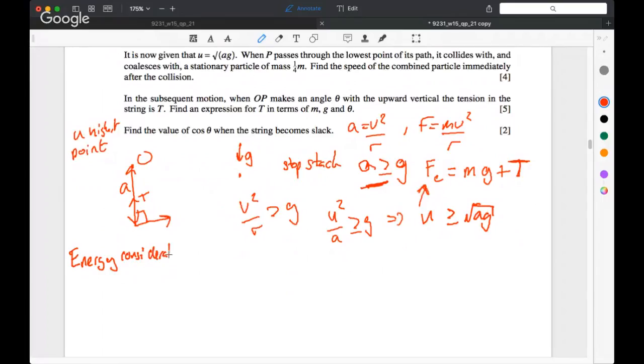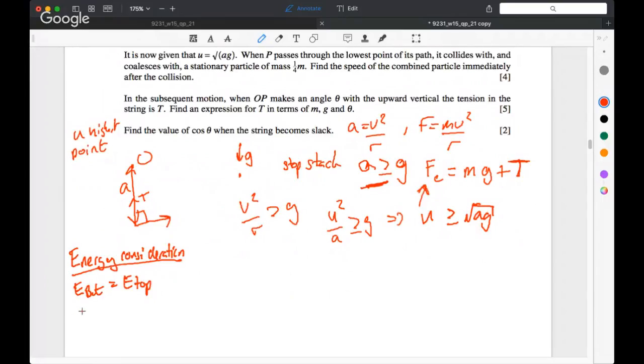I don't think I've ever heard anyone call it an energy consideration. Conservation of energy, yeah, that's the one. So the energy is conserved at all points. So E at the bottom is the same as the E at the top.